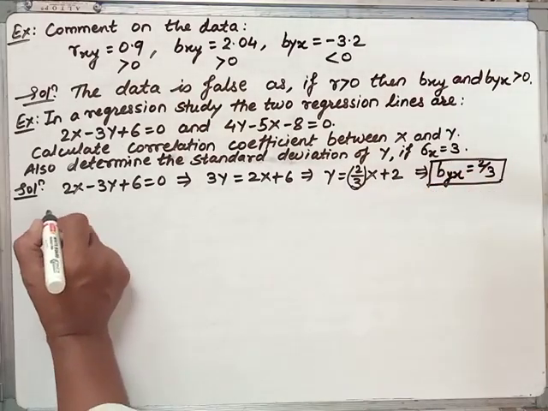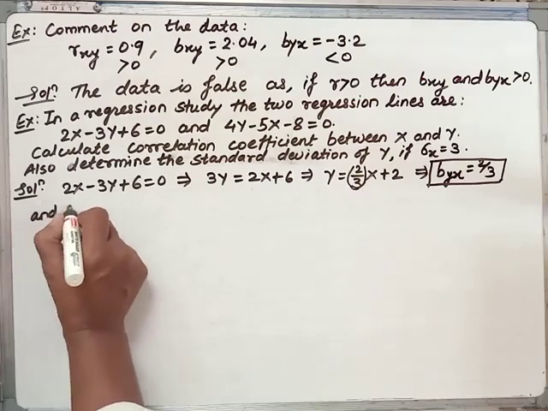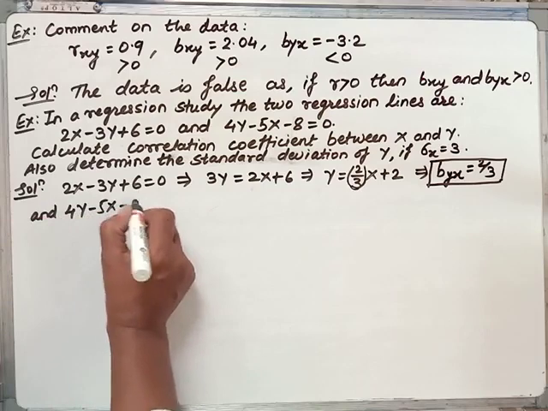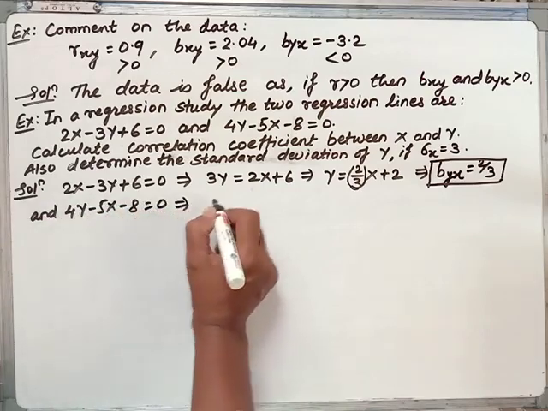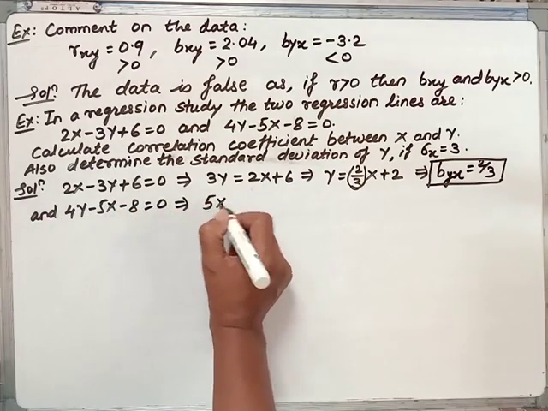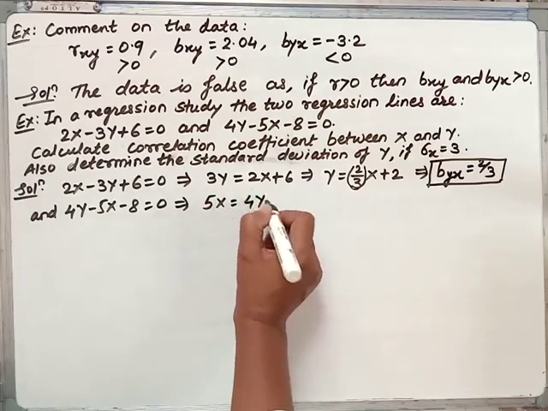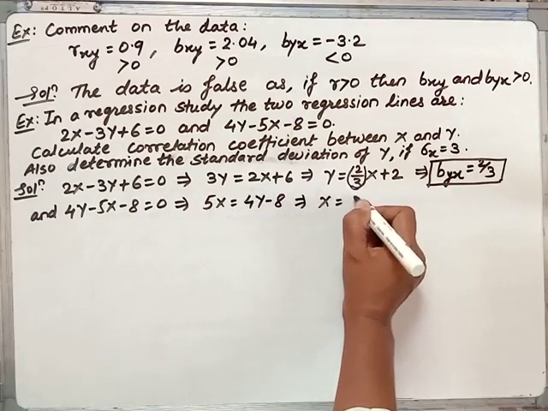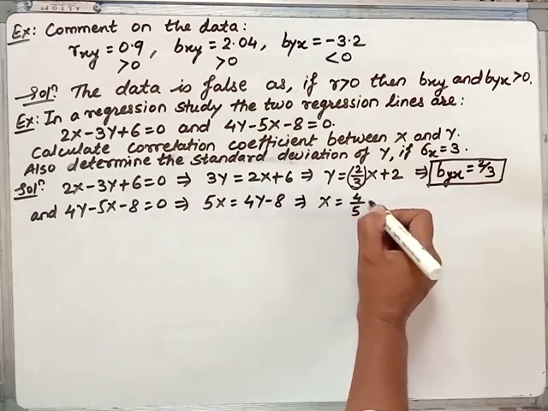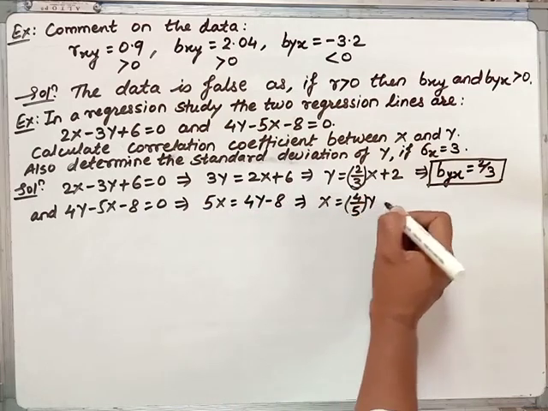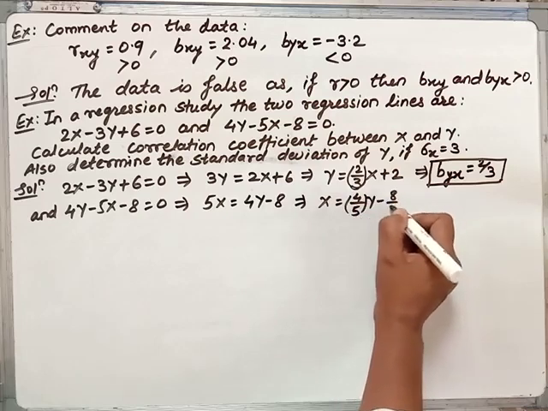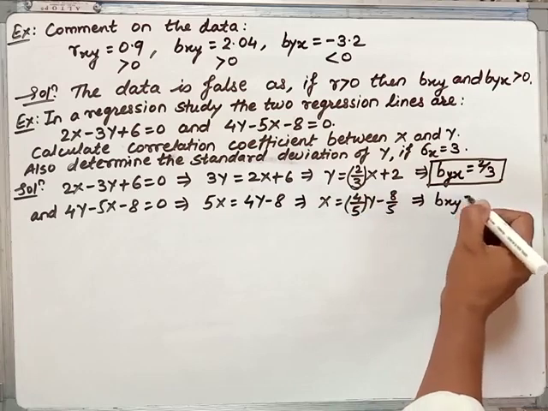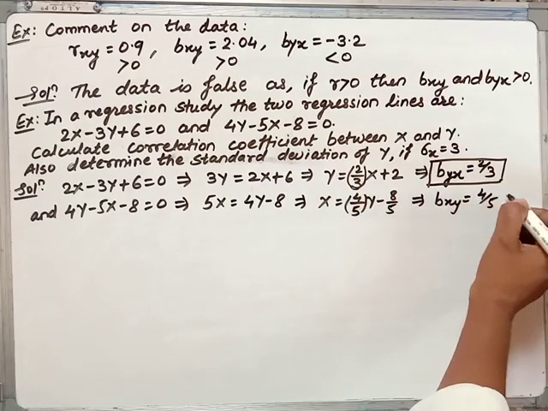Again, another line is given. What? 4y minus 5x minus 8 equal to 0. That can be written as 5x is equal to 4y minus 8. That is x equal to 4 by 5 y minus 8 by 5. So this says bxy is what? 4 by 5.